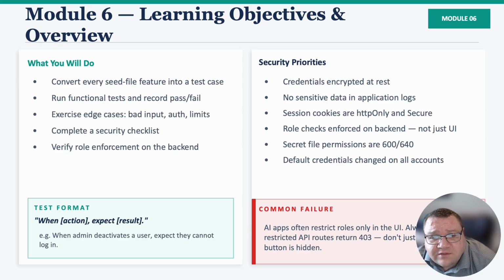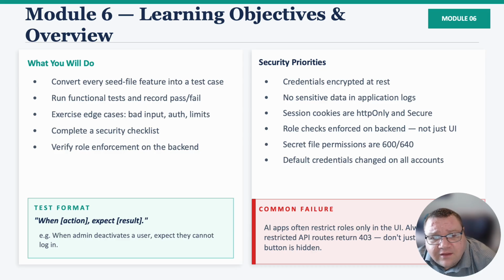Section 6.4 is a security checklist. Credentials encrypted at rest. No sensitive data in logs. Session cookies are HTTP-only and secure. Role-based access is enforced on the back end, not just hidden in the UI. Secret file permissions are restrictive. Default credentials have been changed.